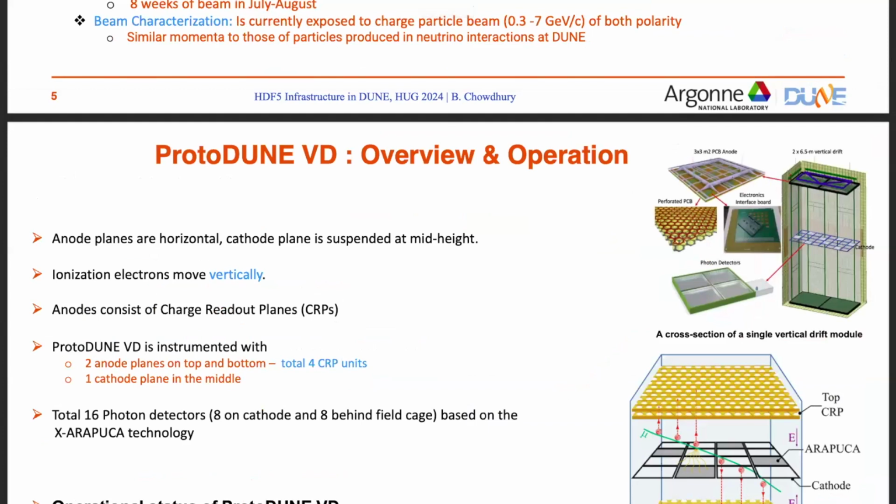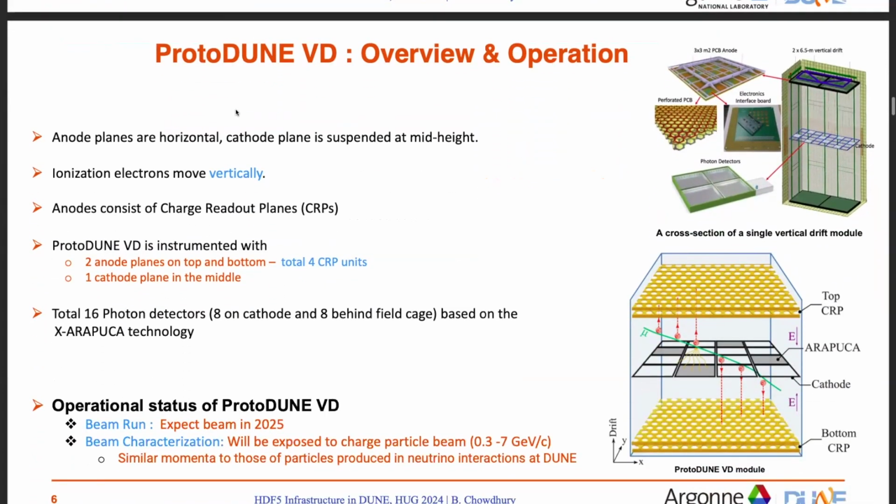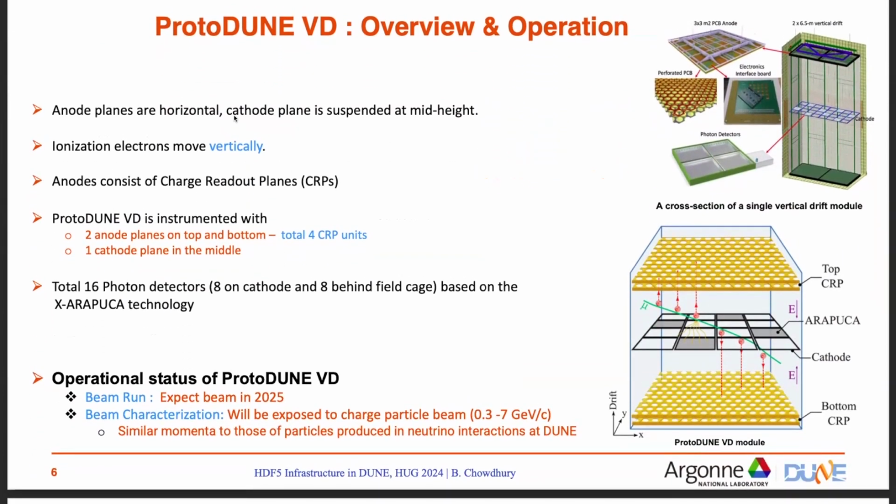And this is our ProtoDUNE VD. This was all about ProtoDUNE HD in earlier slides. This is VD. Everything is pretty much the same, and I don't know why it is not showing the full slide. Okay, so this is the VD. The operating principle and the detector technology are pretty much the same, except that we have 2 anode planes here, one at the top, one at the bottom. Cathode is in the middle. The electrons here are moving upward and downward. And this detector is scheduled to take data in 2025.